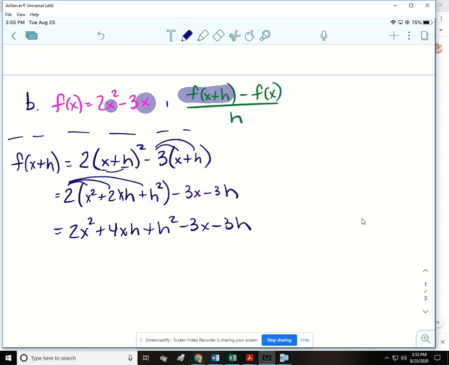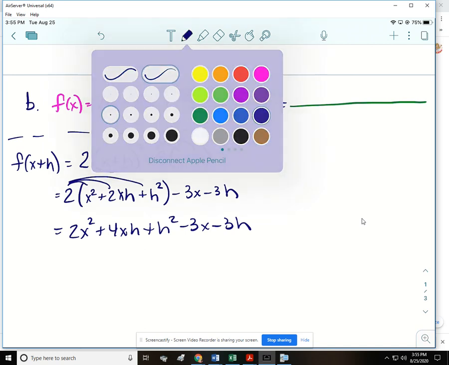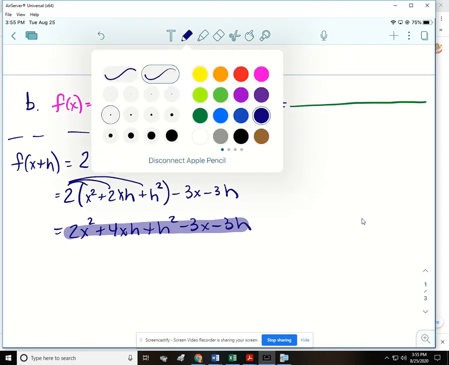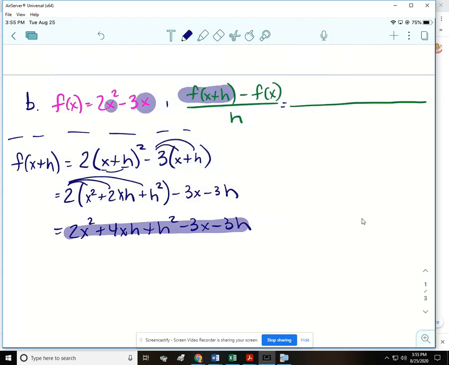So look at that for a second. Check to see if there are any like terms that we can combine. Alright, so there are no like terms. So this whole thing right here is f of x plus h. So I'm coming back to my fraction, and in the place of f of x plus h, I'm going to write what I got when I found it.